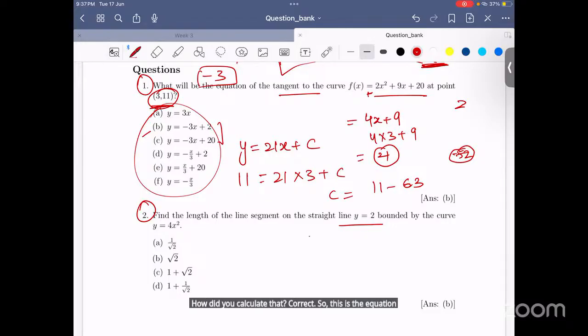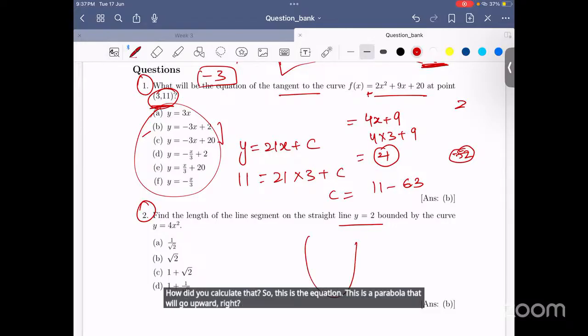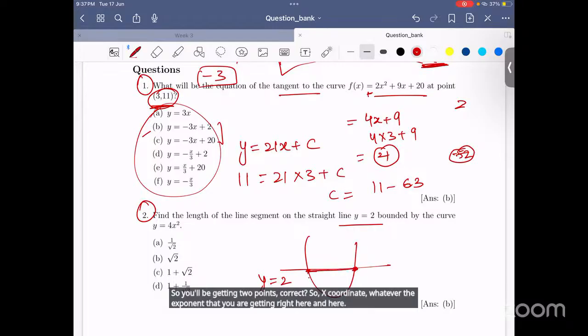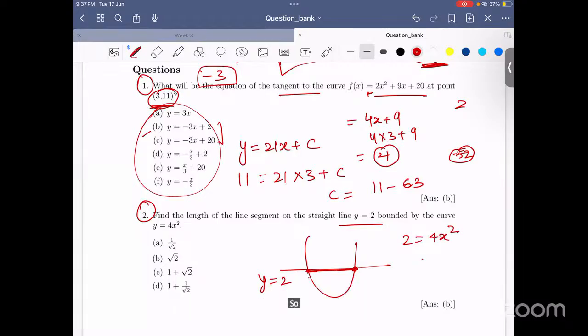This is a parabola that will go upward, right? And at y equals 2, you'll be getting 2 points, correct? Yes, sir. So whatever the x coordinates that you are getting, here and here, that length is only what you have to calculate, right? So if you put y equals 2 here, 2 equals 4x square. So what are you getting? X square equals 1 by 2. X equals plus minus 1 by root 2 you'll be getting. Correct?